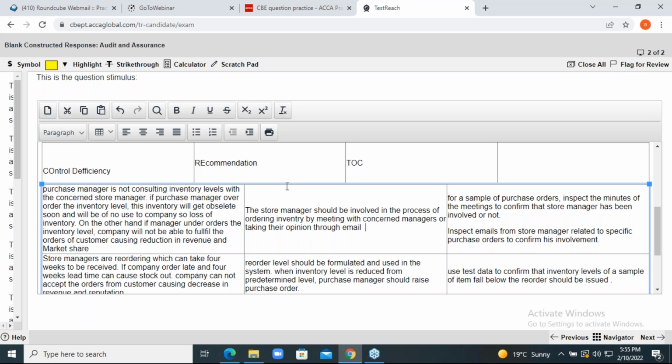So let's move towards the question answering session. Whatever questions you have in your mind, just write them in the chat box and I will try to answer them.